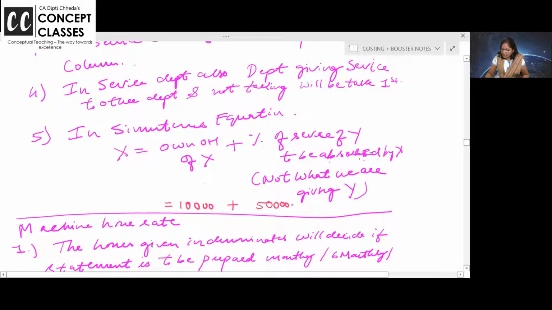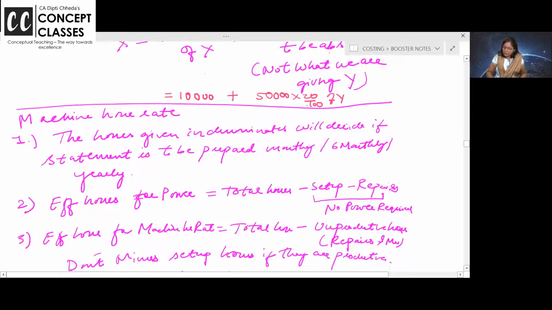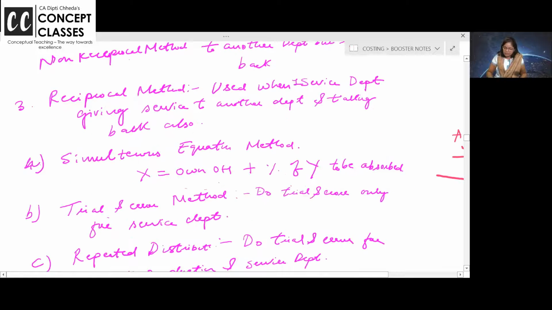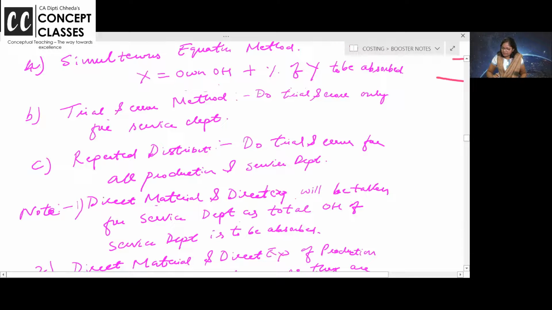Say whatever it may be. And 20% of that. Y's overhead is 50,000, 20% of Y is to be absorbed by X. So X is also a service department. Their own overhead is 10,000 and Y's overhead here they are taking. Okay? So this is how it works. Then I'll show you the problems also. Then it will be more clear to you. All five methods are clear.